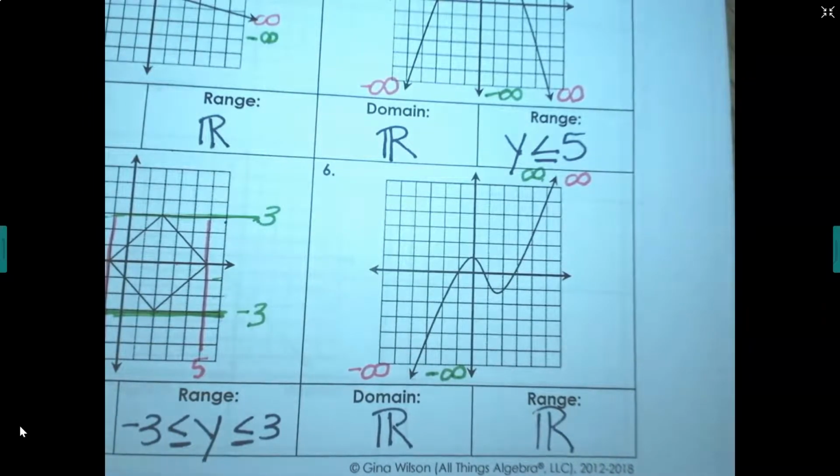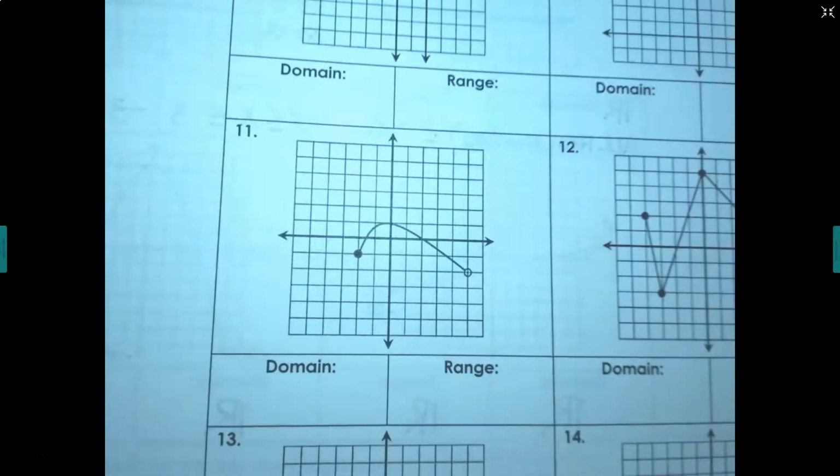All right, let's flip this over and try a couple more. All right, I want to look at number 11. So number 11, let's go with the domain first, which means we're looking at the left and the right.